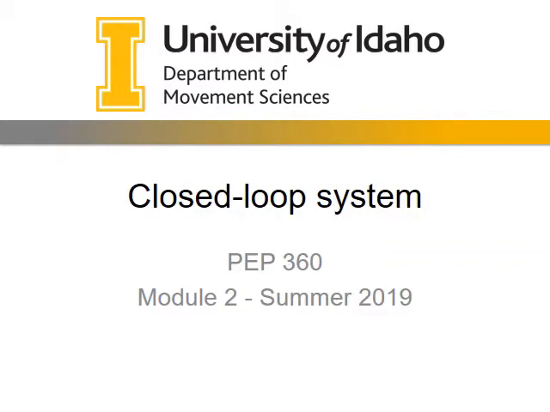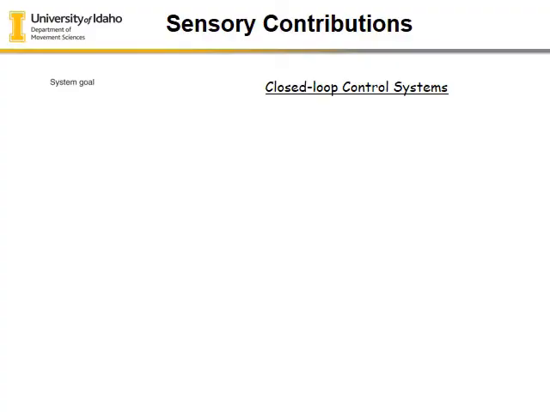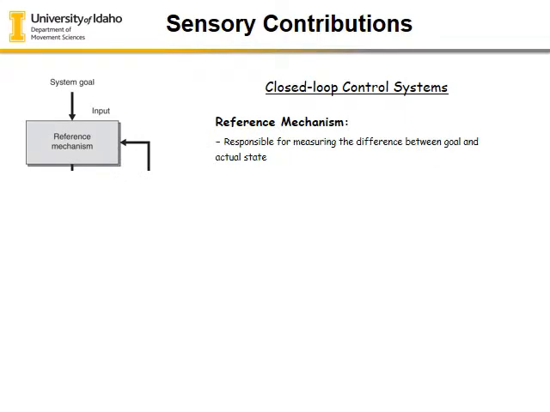Let's begin module 2 of the class, and we're going to start by talking about closed loop systems. These are an idea of really where you're getting feedback from the environment or the outcome of the motion to provide yourself with some sort of idea or consequence of your action.